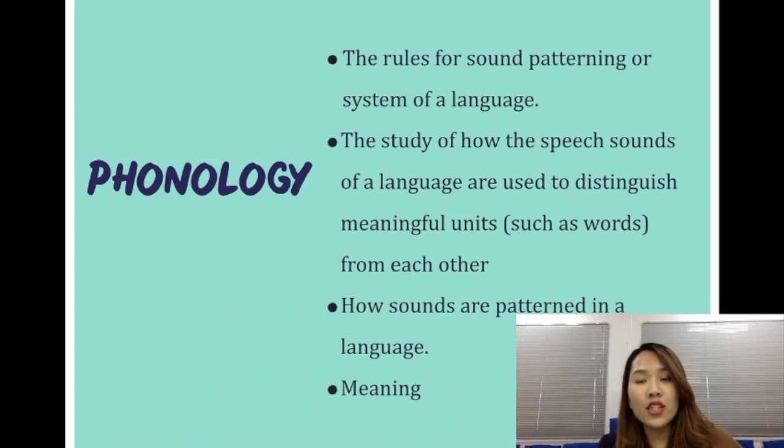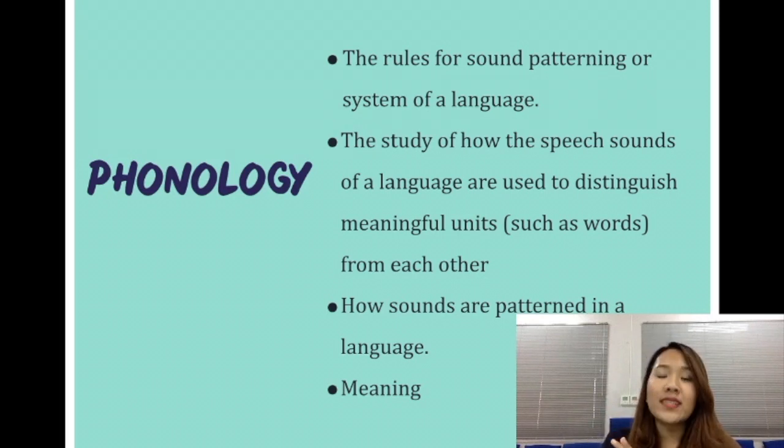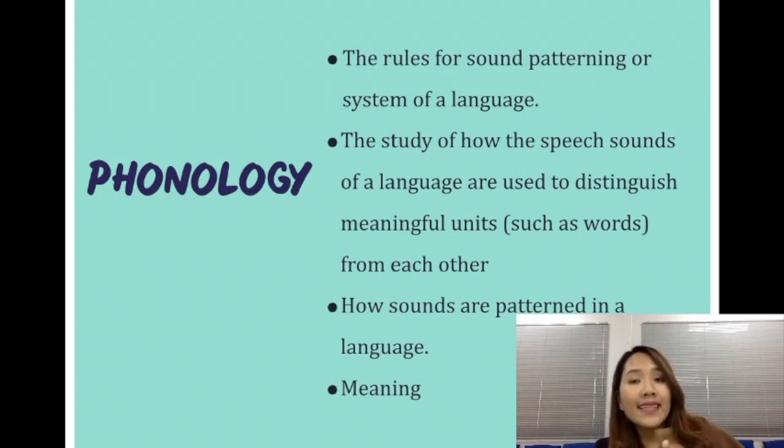So in phonology, we can divide it into 4 branches. The first branch is diachronic phonology. The second branch is synchronic phonology. The third branch is segmental phonology. And the fourth branch is suprasegmental phonology. In this class, we are going to focus only on segmental phonology and suprasegmental phonology. Just to give you a brief overview about the 2 branches that we won't talk about in this class.